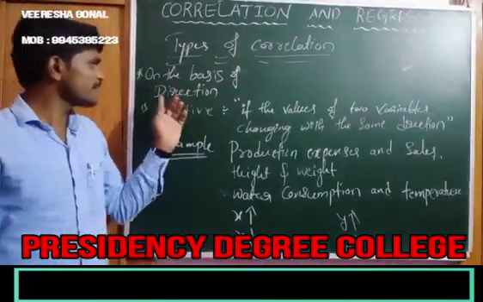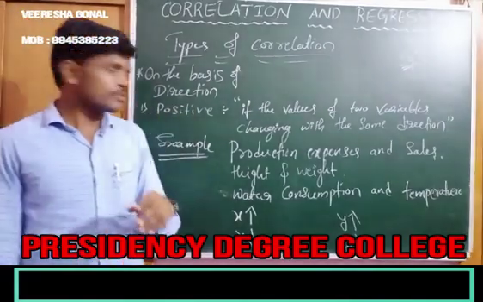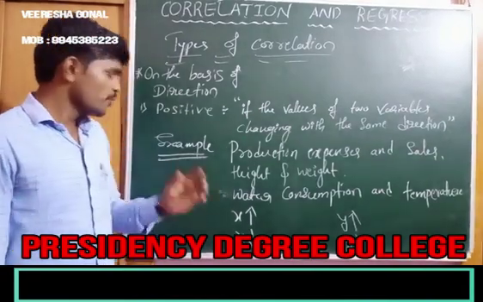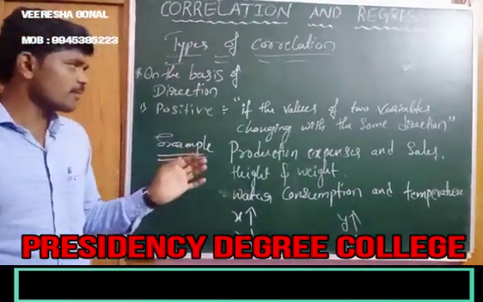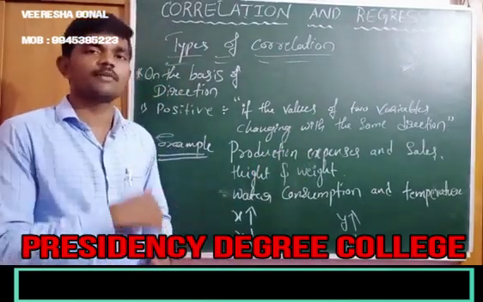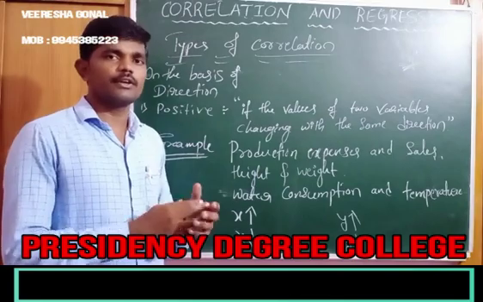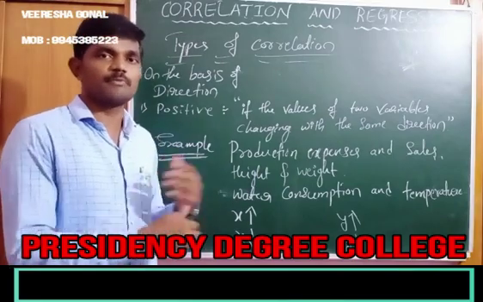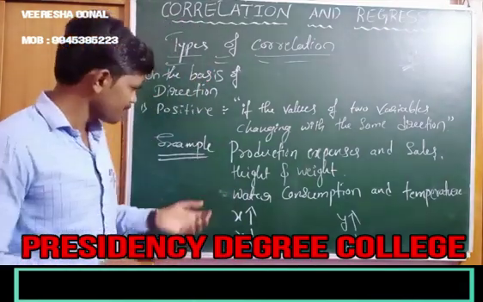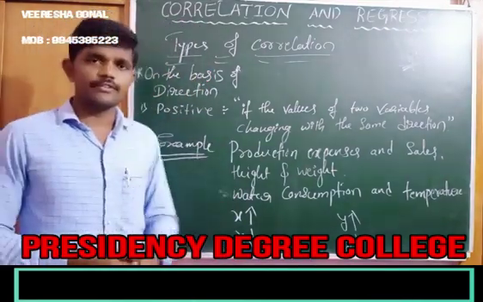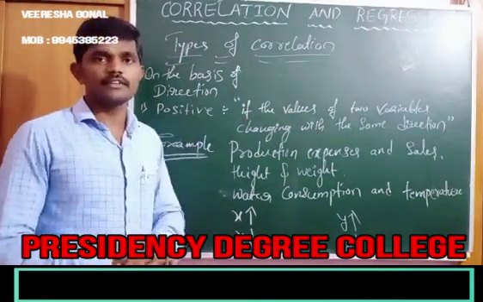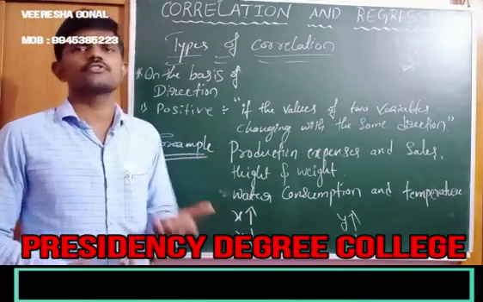Now, on the basis of direction, the positive correlation. Positive correlation is when the values of the two variables change in the same direction. For example, production expenses and sales: a company invests an amount, expenses go on, and we consider how the sales will be. These are the two variables. Another example is height and weight: suppose in a small child the height grows, then the weight also increases.